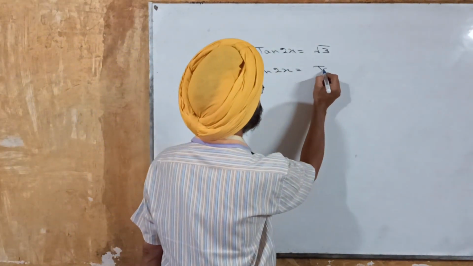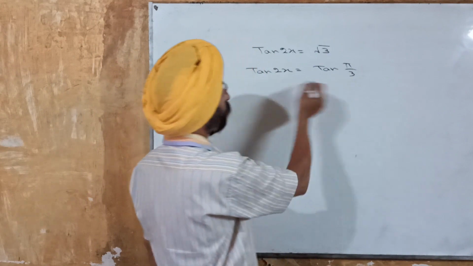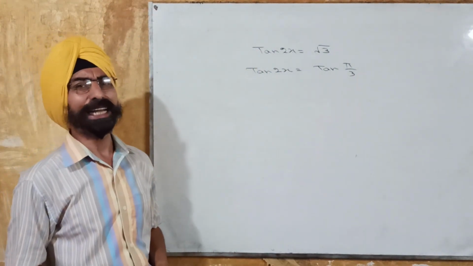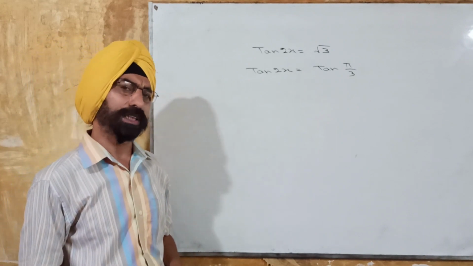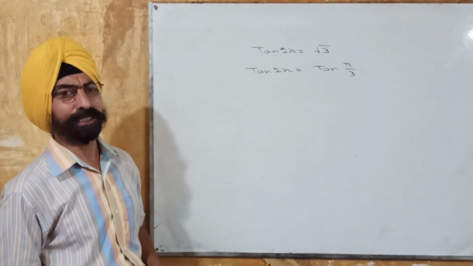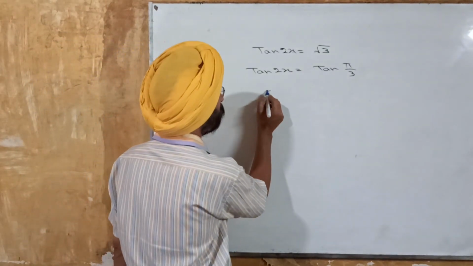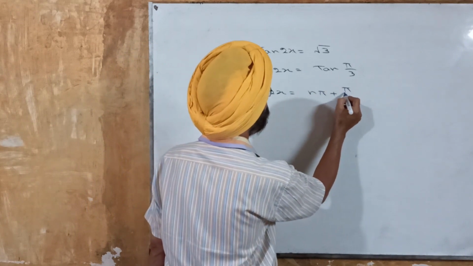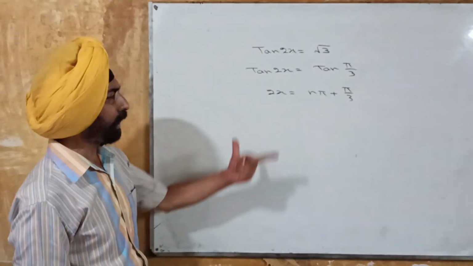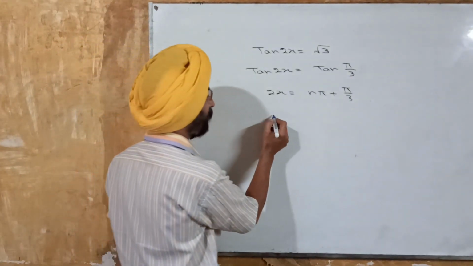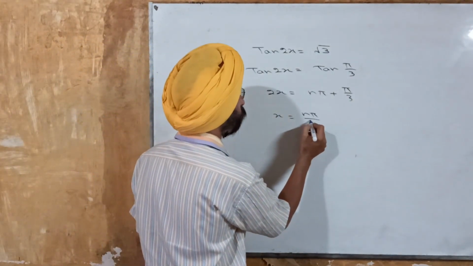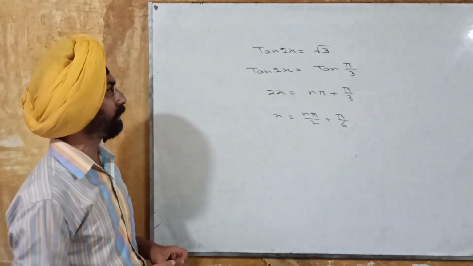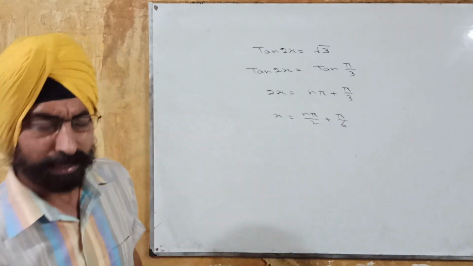So this is tan pi by 3, and now you get the equation of the type tan x is equal to tan theta, and for tan x is equal to tan theta, you know that the solution is x is equal to n pi plus theta. So you are getting here 2x is equal to n pi plus pi by 3. This is the general solution, and now dividing both sides by 2, you will get x is equal to n pi by 2 plus pi by 6. This is the general solution for this equation tan 2x is equal to root 3.